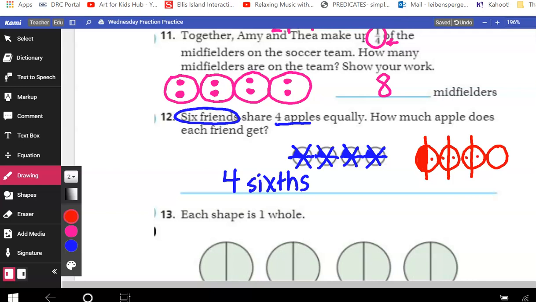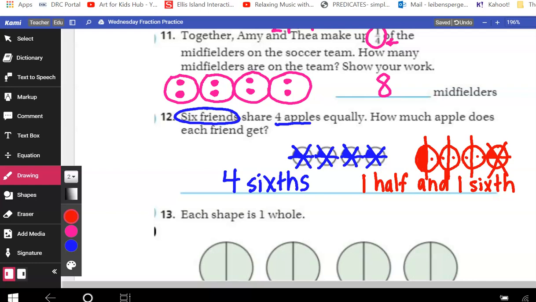But then I could divide this into 6ths. And so friend 1 would also get 1/6 out of that apple. So then altogether, each friend would get 1/2 and 1/6 of the apple. So you can solve that either way.